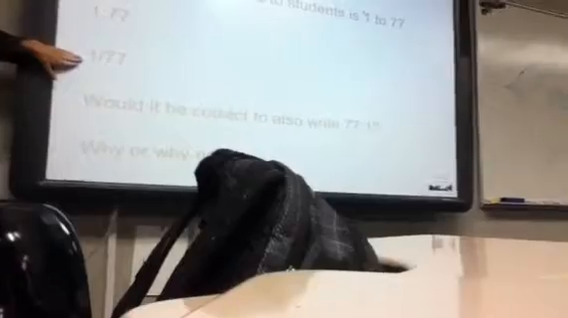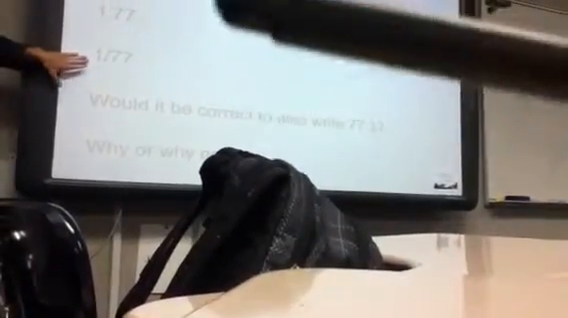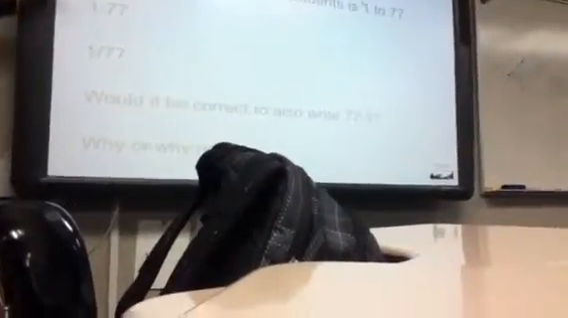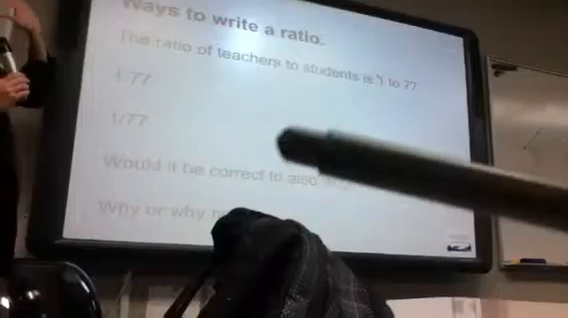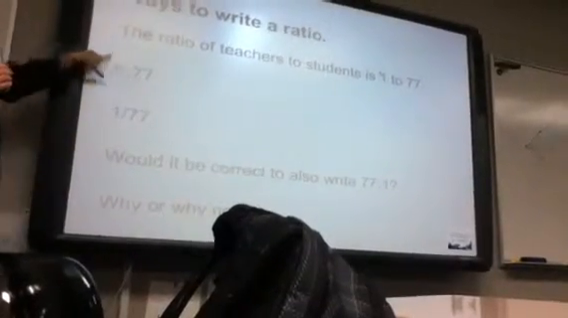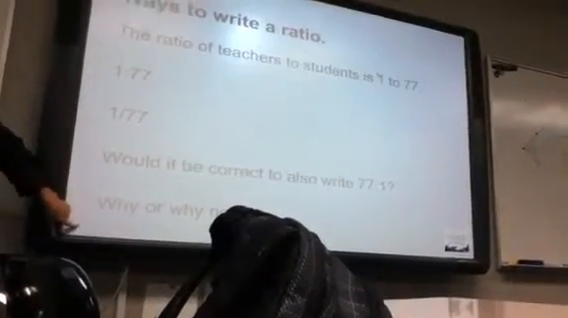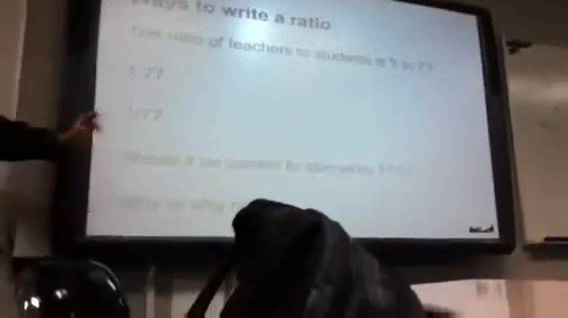And I can write it as a fraction. So again, this means 1 to 77. The important thing is that I have to keep it in the same order it was given to me in. If teachers came first, then I have to make sure that the number of teachers always comes first when I write the ratio. This is really important.